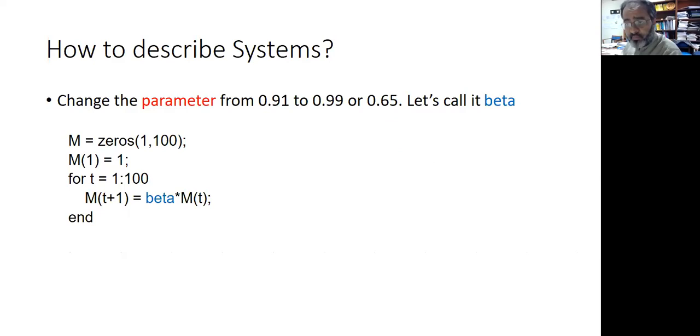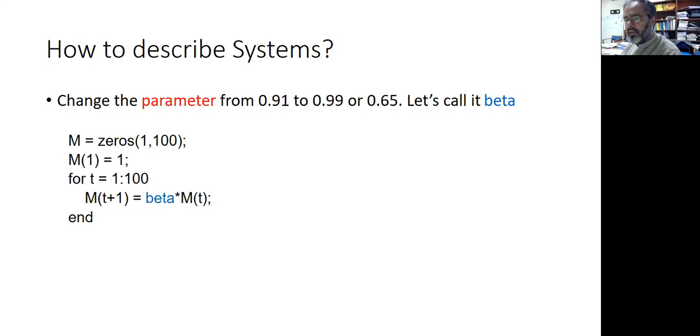If you change 0.91 to 0.99 or 0.65, although the nature of the recursion does not change, you would be doing the same calculation. The code would also remain the same except for replacing that value with the parameter, but the numbers coming out will be different. So in that sense, this is a kind of address, a parameter of this system, and there are many, many systems of this kind.